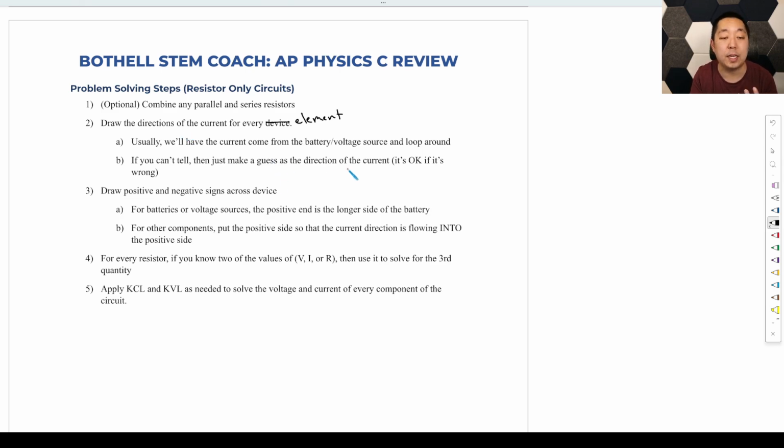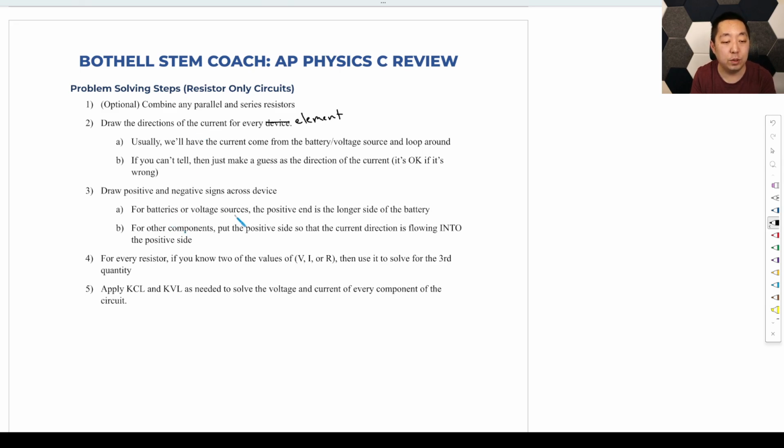So if you can't tell, just make a guess about the direction of the current, and it's okay if it's wrong, because what will happen is if you solve it and get a negative number, it means the current was pointing the other direction. Okay, we want to draw positive and negative signs across the device. Now you need to follow the rules based on how you drew the currents in this one.